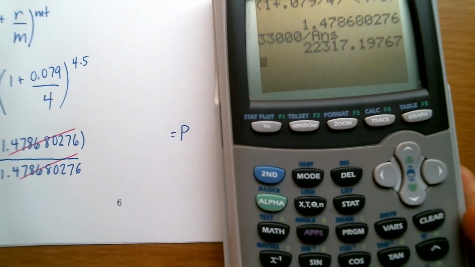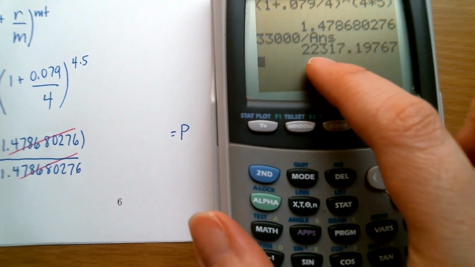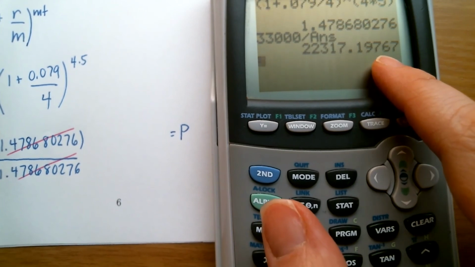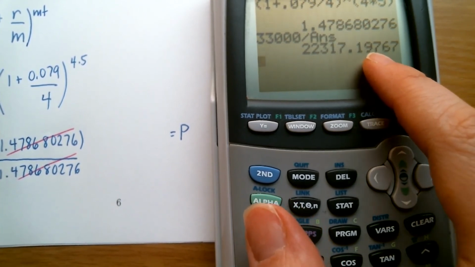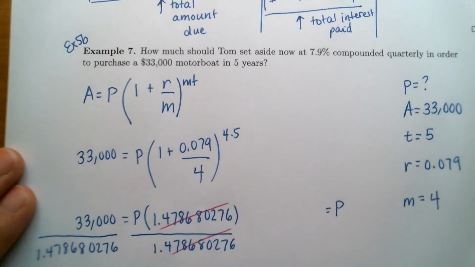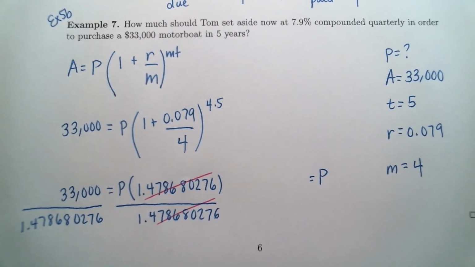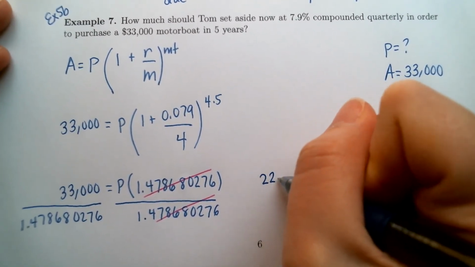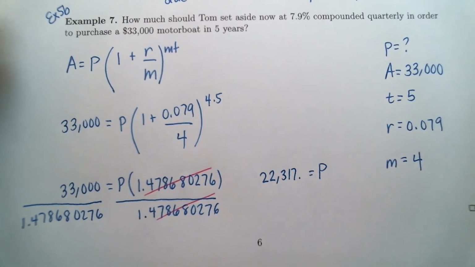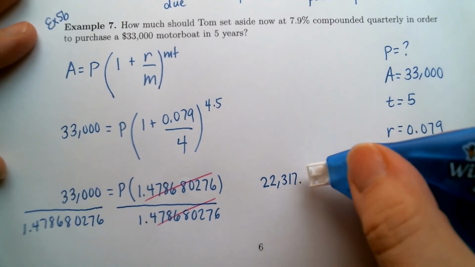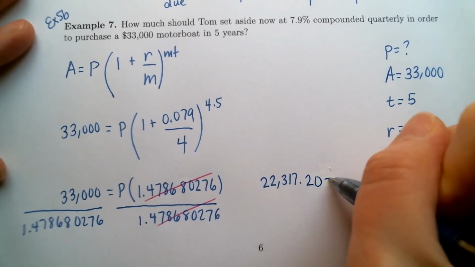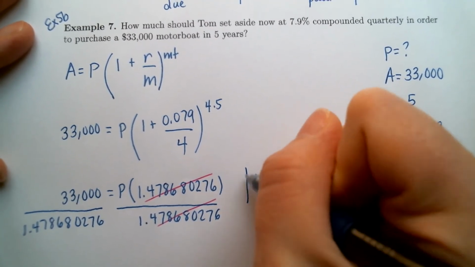Again, dollars and cents, you're going to have to round this number. So we have $22,317.19. Look at the 7 as far as rounding is concerned. That number is a 7, so we need to bump it up to 20 cents. So Tom needs to set aside $22,317.20. That's your P value, and that's in dollars.